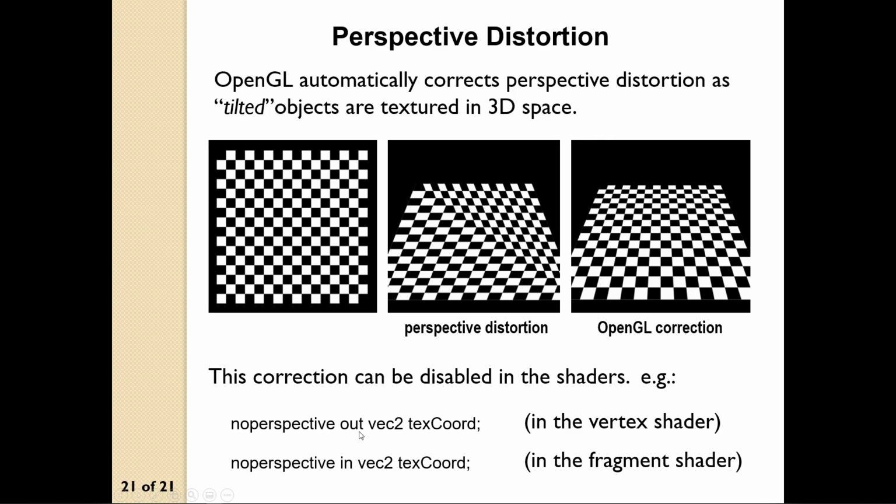You can say noperspective out vec2 to tell it not to apply the perspective correction with regards to your texture sampling. In the vertex shader, this is it going out from the vertex shader, because remember, the vertex shader is what is telling the fragment shader, that's why it's out of the vertex shader. The vertex shader is pushing texture coordinates out. So you can say noperspective out vec2 textCoordinate. Or in the fragment shader, you can say noperspective in vec2 textCoordinate to disable that as far as the fragment shader goes.